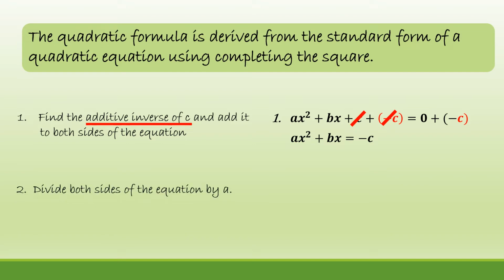Step 2. Divide both sides of the equation by a. So we have ax squared divided by a plus bx divided by a and negative c divided by a. Simplifying the first term, we can cancel a and a. So what remains is x squared. Then we copy plus bx over a, and it would be equal to negative c over a.